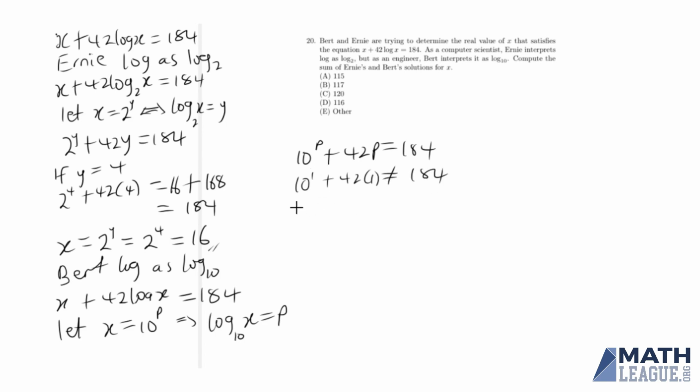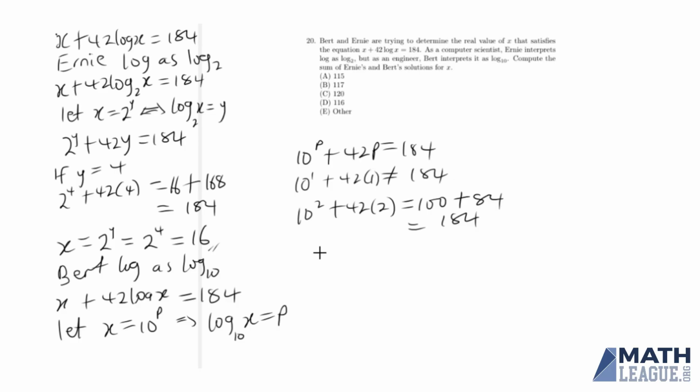Now, if p is equal to 2, then we have 10 squared plus 42 multiplying 2. Now, what is 10 squared? 10 squared is 100. Plus, what is 42 multiplying 2? That is going to be 84. Of course, when you add these two, we have 184. So clearly, the value of p that will make this equation hold is actually 2.